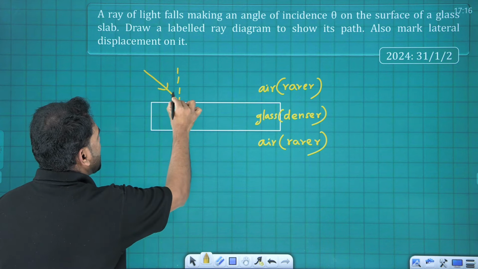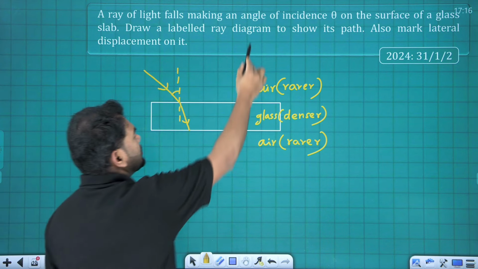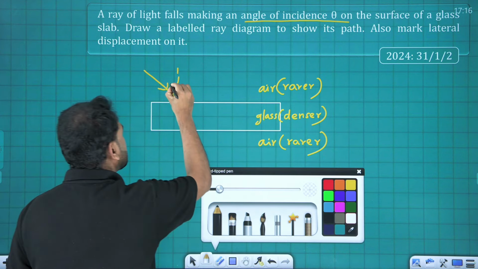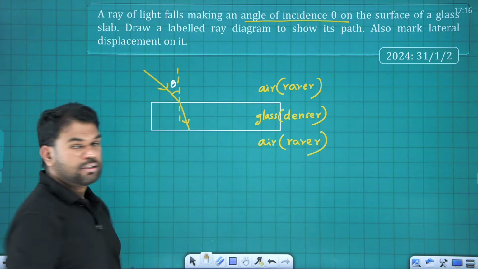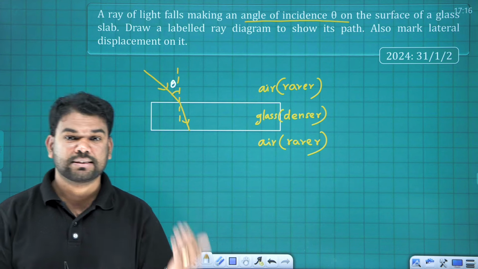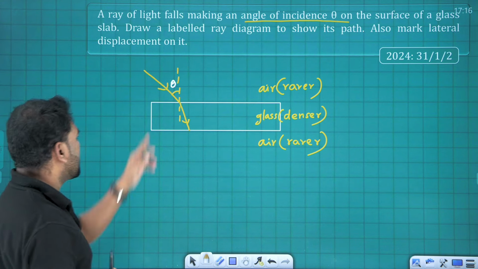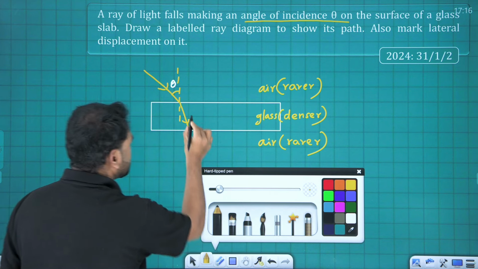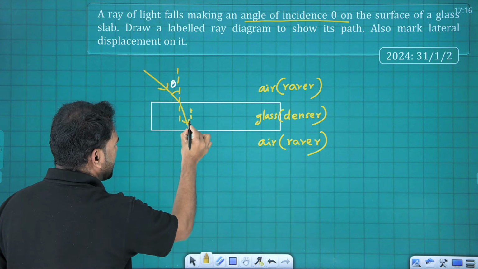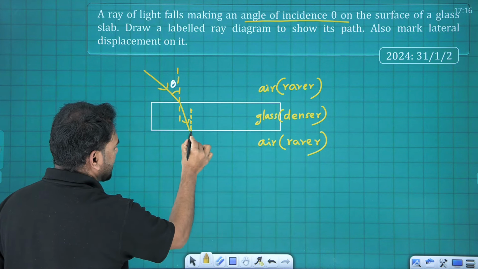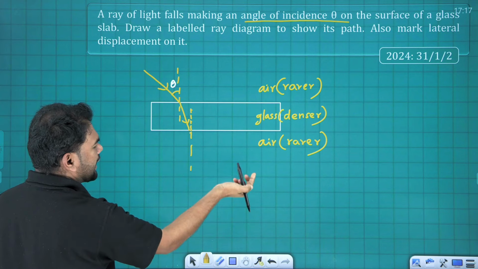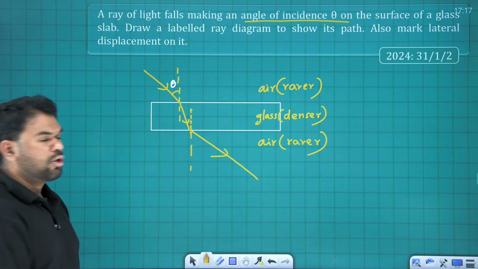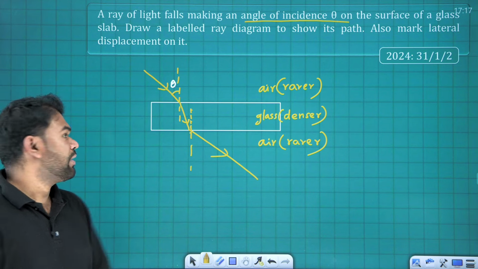And this is the angle of incidence. As per the question, they are telling us to mark the angle of incidence as theta. So we can mark this angle of incidence as theta. You know that angle of incidence means the angle between the incident ray and the normal. Now again, at the surface of the second medium, it's denser to rarer. Denser to rarer, you know that it bends away from the normal. So denser to rarer, the ray will bend away from the normal.